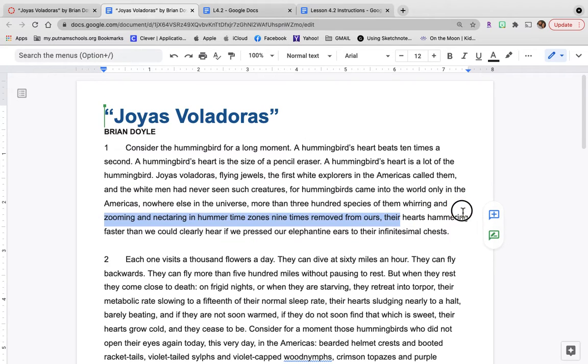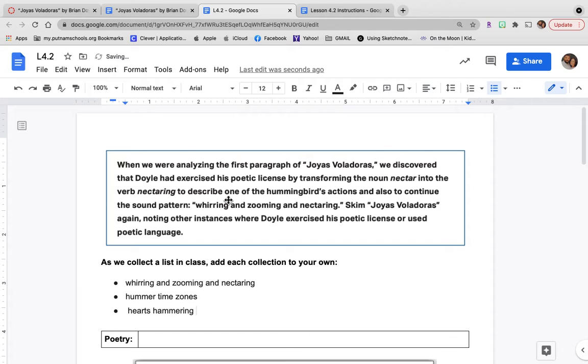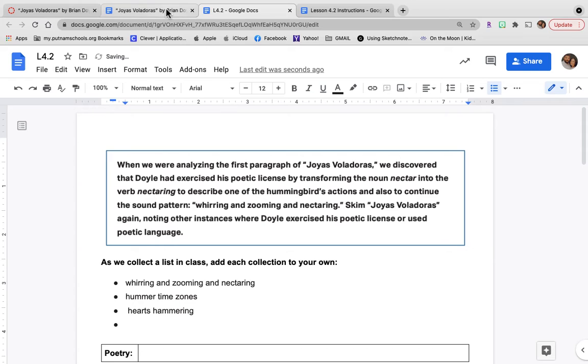And little things like small alliterations. I love those. Hearts hammering. And it does have the same kind of ing format that he was going with, but this is H and H. So that's an alliteration. So that's what you're doing.